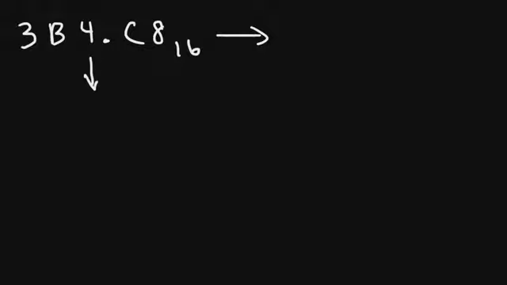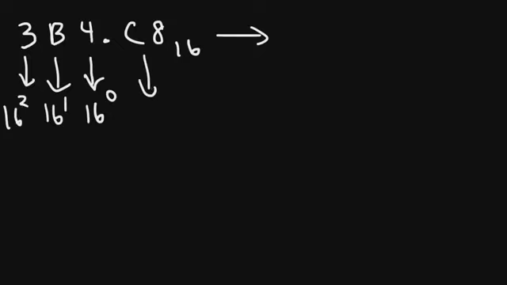Well, we know the first digit to the left of the decimal point is going to be multiplied by 16 to the 0 power. And then the next one is 16 to the first, and then 16 to the 2nd power. But what about the digits to the right of the decimal point? Well, notice the exponents. As you go from left to right, they're decreasing. The next integer less than 0 is -1. So we're going to multiply C by 16 to the -1 and 8 by 16 to the -2.